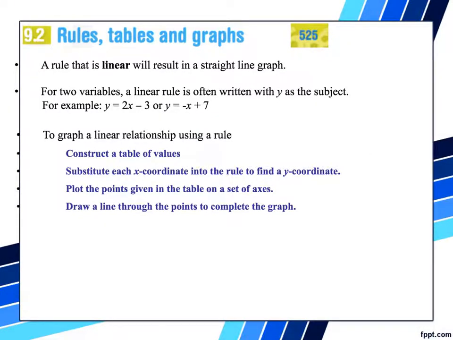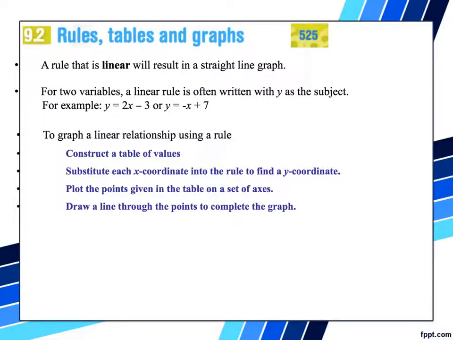So what have we learned? We've learned that a rule is linear when a straight line is formed when I plot all the points. For two variables, like y and x, we usually write the rule where y is the subject of the formula. So in other words, y equals 2x minus 3, or y equals minus x plus 7.